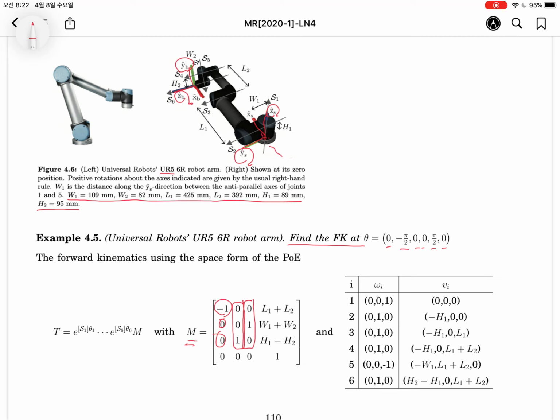Okay, the x directional position will be L1 plus L2 plus. So this is the x position. Y directional movement will be W1 plus W2 going forward. And in the case of the z, H1 is upright and then H2 is going down. So H1 minus H2 appears as the position in the final computation.